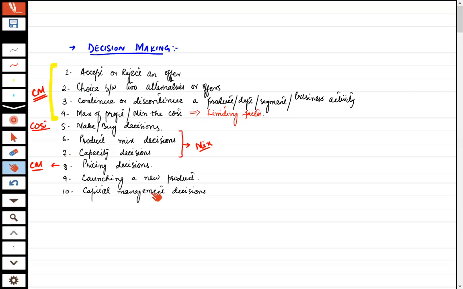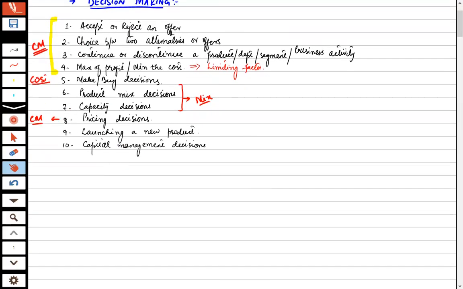Now, overall, while taking these decisions, there are 3 to 4 types of tools or techniques that can be applied and can be beneficial for taking these decisions. Very familiar, we have done this earlier. Number 1 is the CM technique. You should know how to calculate CM.